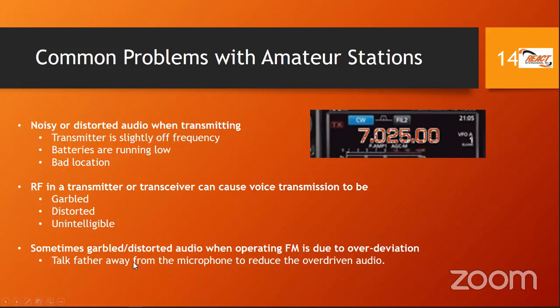So you can talk a little further away from the microphone to reduce the overdriven audio. Just back it off. If your microphone was, let's say, 3 inches from your mouth, you can just back it off, try 6 inches, and that should reduce the audio level into your microphone, and that can sometimes clear up that garbled or distorted audio if you're operating on FM.